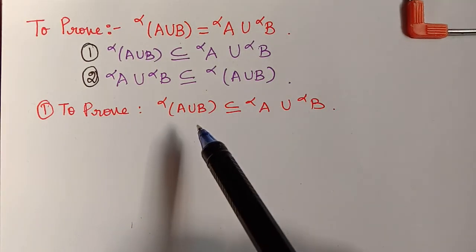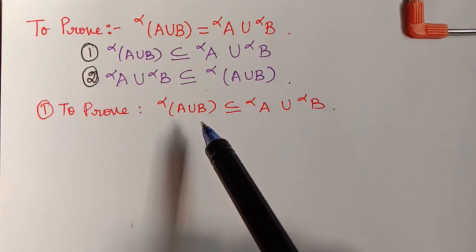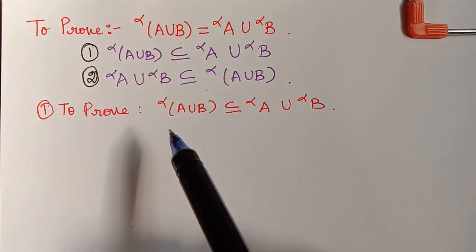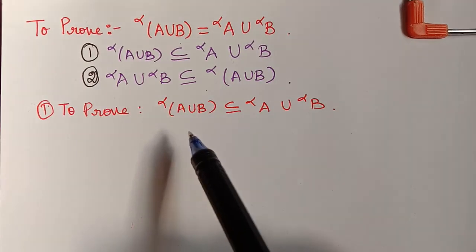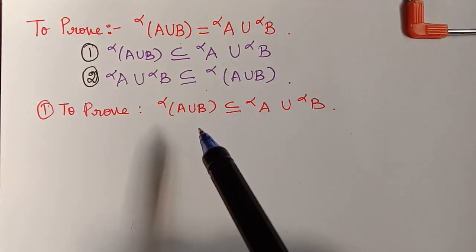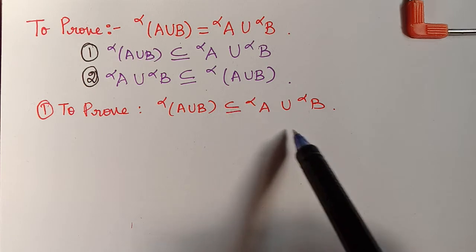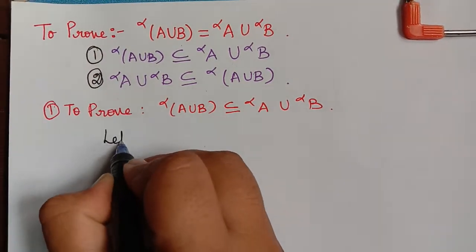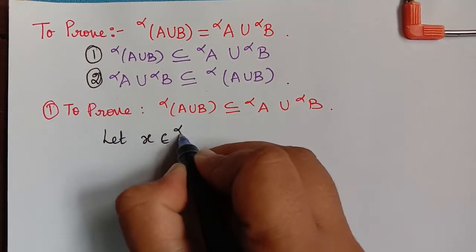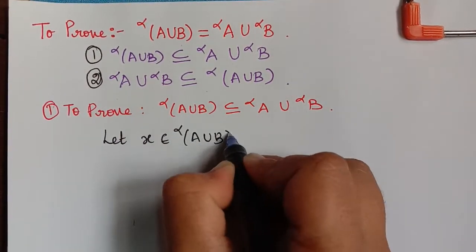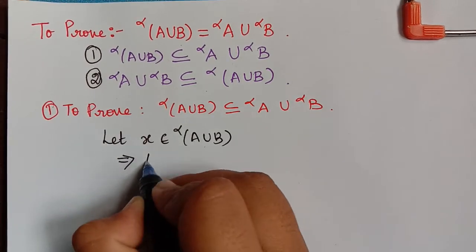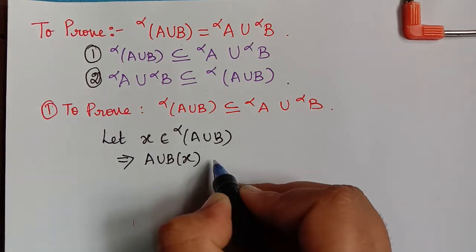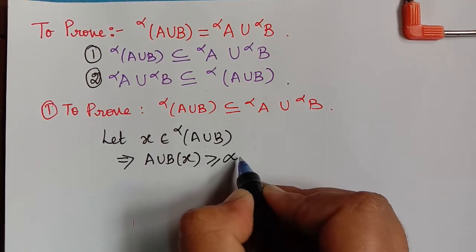So first let us prove that alpha cut of A union B is a subset of alpha cut of A union alpha cut of B, for which first we have to take an element in this set and we have to prove that that element also belongs to this full set. So let us do it now. First let us choose X to be an element of alpha cut of A union B. This implies that A union B of X is greater than or equal to alpha.